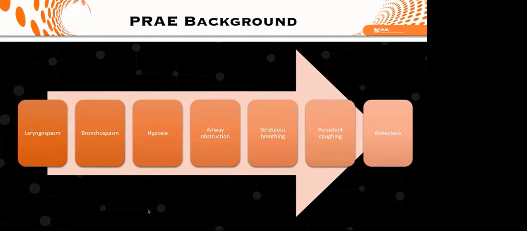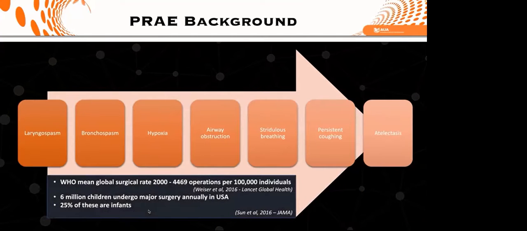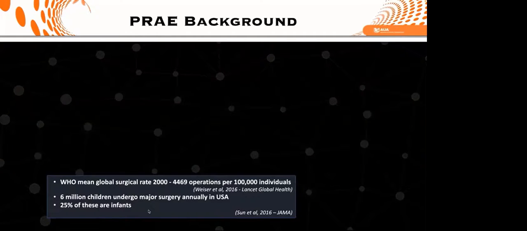And why is this important? Well, based on World Health Organization global modelling studies, it's estimated 50 million children a year undergo surgery. That's across the world. In the United States alone, 6 million children undergo major surgery, many more for general anaesthesia. 25% of these are infants. And if 15% of these develop PRAE, this is a significant and serious incident which we as anaesthesiologists should be mindful of and tailoring our anaesthetic to prevent these PRAE outcomes from occurring.